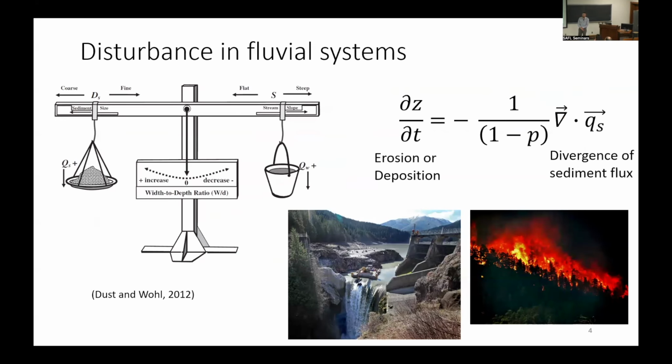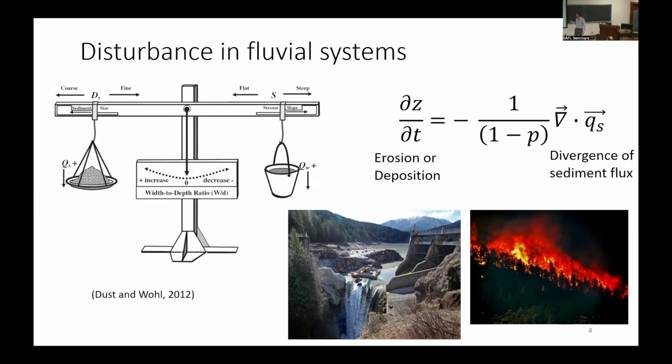There are different approaches that people can take to try to address these questions. You might have seen a figure like this on the left. This scale is known as Lane's balance, or the Lane-Borland balance. This is a version of it that was put together by Dustin Wool in 2012. But the idea is that we have some sort of balance between sediment grain size, sediment supply, water discharge, and slope, that when one of those things comes out of balance, the other things need to kind of compensate or adjust.